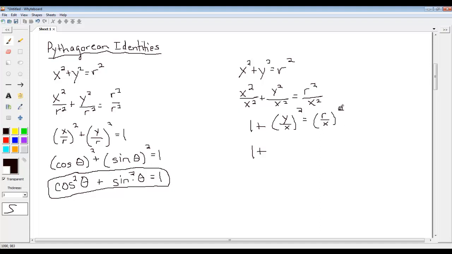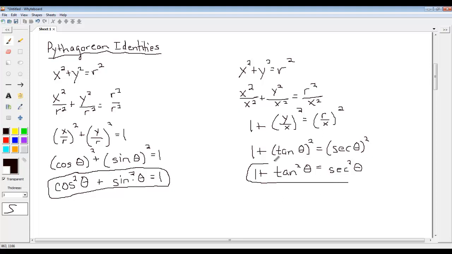And the r over x stuff is getting a little crazier. Y over x we know to be tangent theta. So we have tangent theta squared. And then r over x again we know to be secant theta. Coolness. And again, you could write this instead as 1 plus tangent squared theta equals secant squared theta. And yet, there is another identity. I love identities. Identities are one of my favorite things in trig. They really are. So, 2 down.